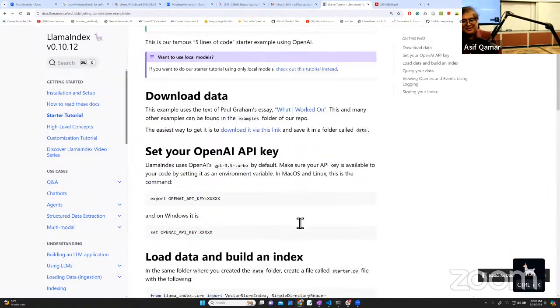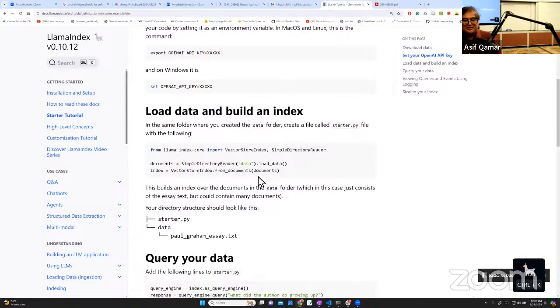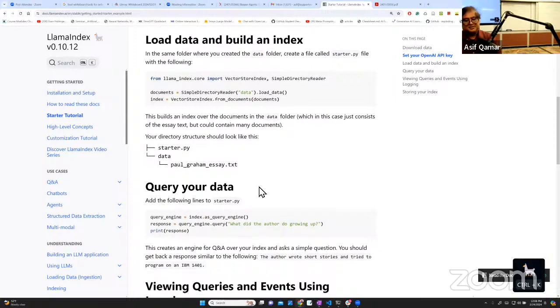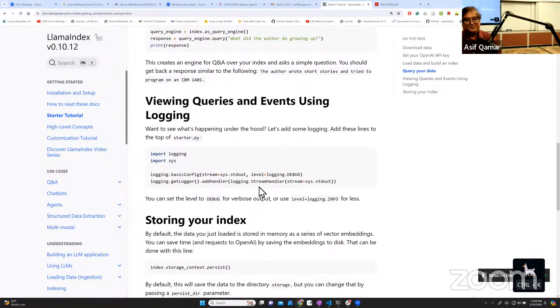Start a tutorial. See, let's say that you're using the OpenAI LLM. By the way, you can plug in your own LLM, but let's say that you do that. You point it to a directory of documents, you build an index out of the documents, and there you go. You're already querying. You see, in a few lines you're querying.